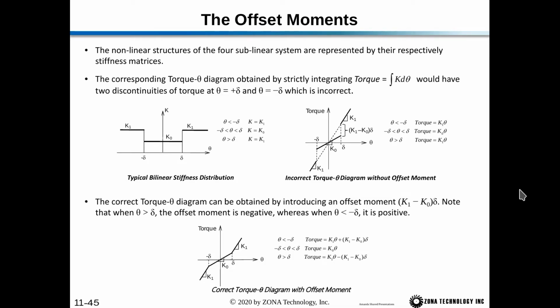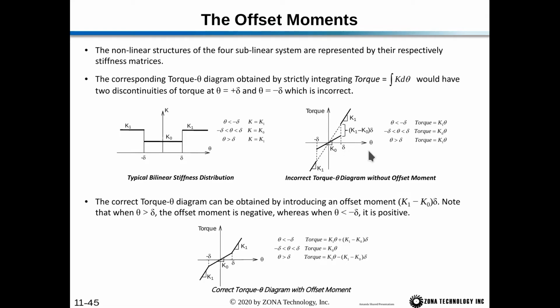Next, we'll look at the offset moments that are required to create the piecewise continuous torque theta diagram. The nonlinear structures of the 4 sublinear systems are represented by their respective stiffness matrices. Now the corresponding torque theta diagram obtained by strictly integrating torque equals the integral of k times d theta would have 2 discontinuities of torque at theta plus or minus delta, which is incorrect.